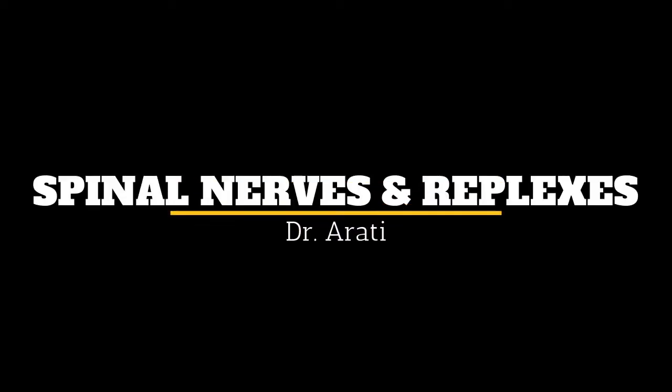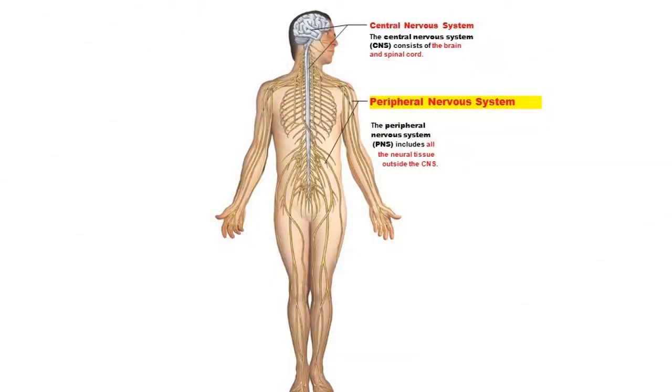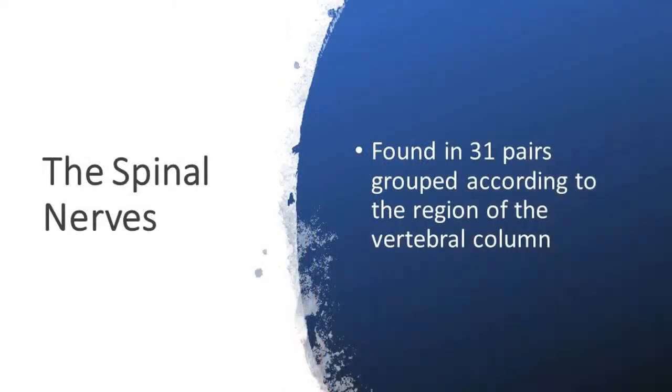This video covers the second part of peripheral nervous system, which is spinal nerves. So peripheral nervous system consists of all the neural tissue that is not part of brain and spinal cord. Under peripheral nervous system, we have cranial nerves and spinal nerves. There are 31 pairs of spinal nerves and they are grouped according to the region of vertebral column.